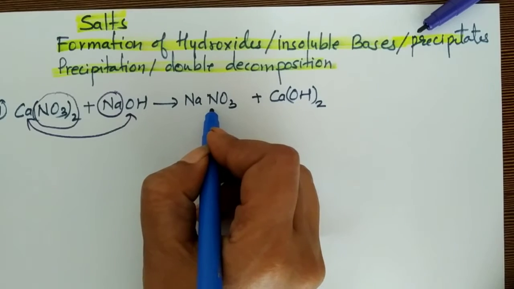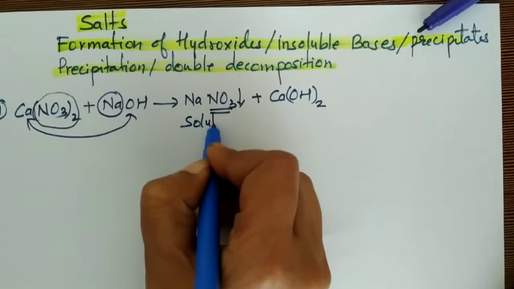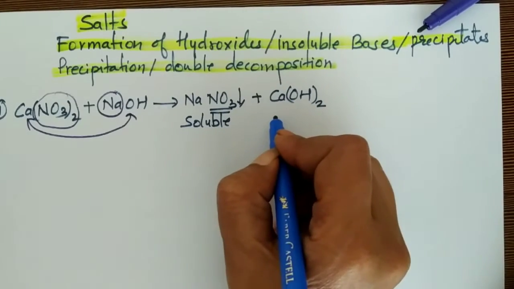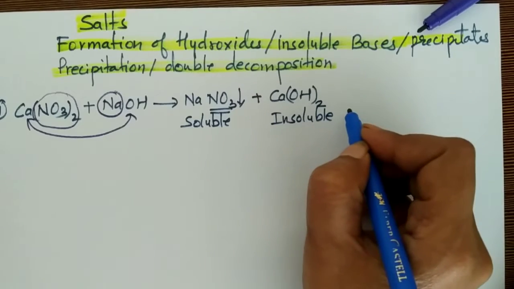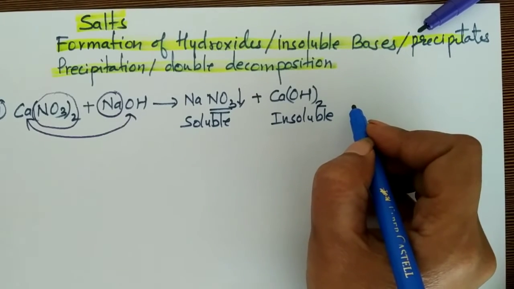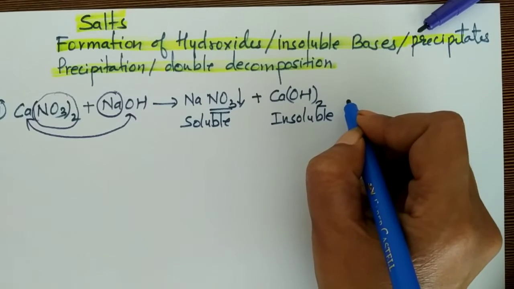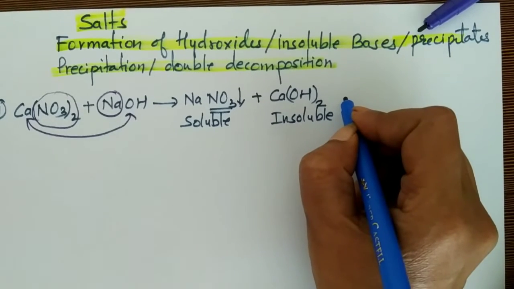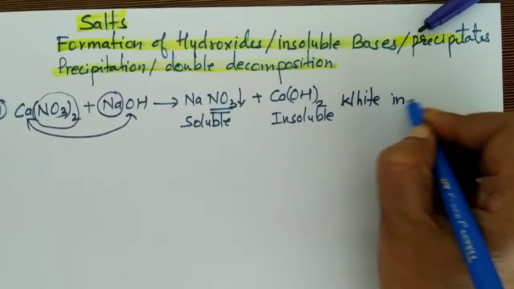Now this is nitrate, this is a soluble salt. This is a soluble salt, this is a hydroxide. Insoluble hydroxide is formed and its color is white. This is white in color.